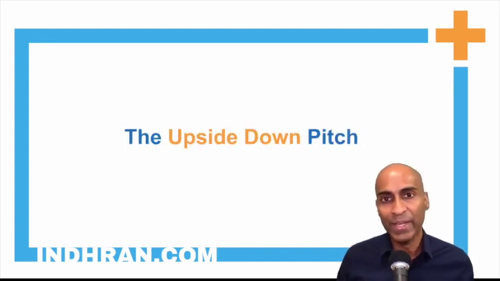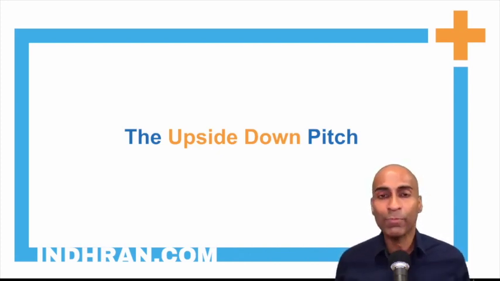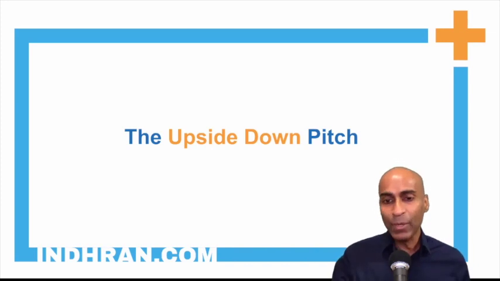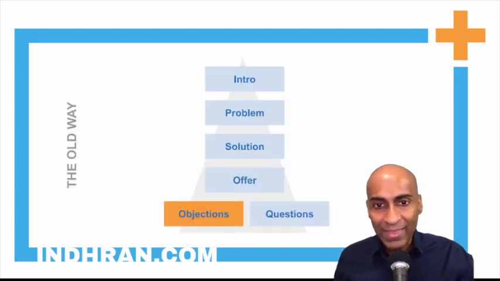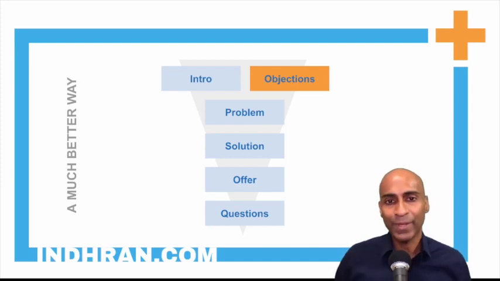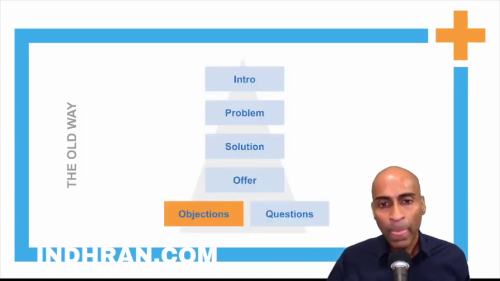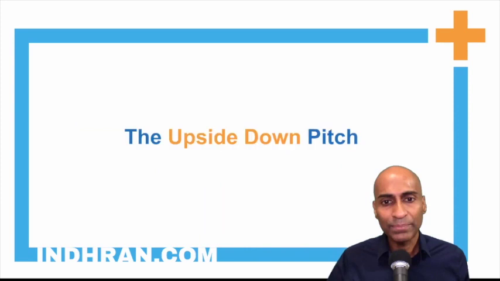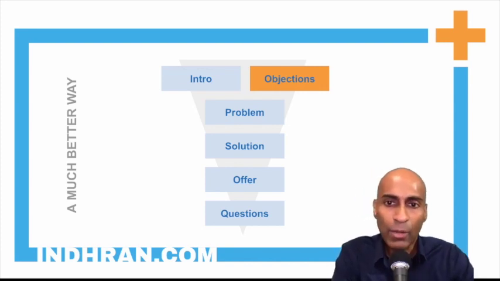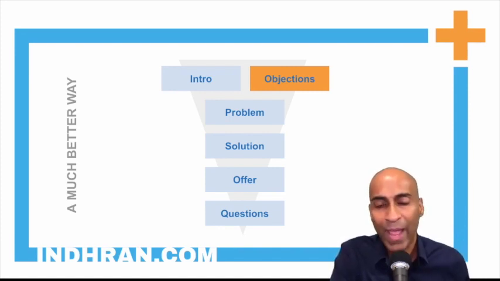That's why I designed a new way of structure, a new way of pitching called the upside down pitch. It's also called the objection first formula. Basically it takes this entire structure and turns it on its head. It turns the entire thing upside down. So why is this so different? If you look at the usual way or the old way, and you look at this, you will see there's only one difference. The difference is you handle the objections at the beginning. So I call this the objections first formula as well, OFF.